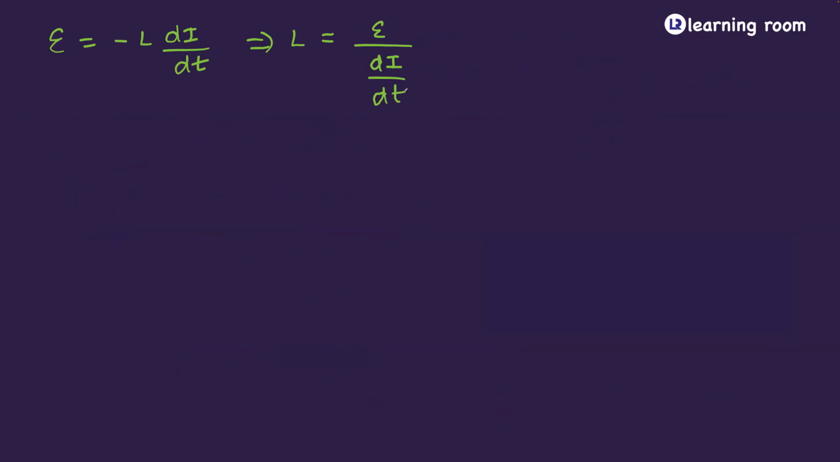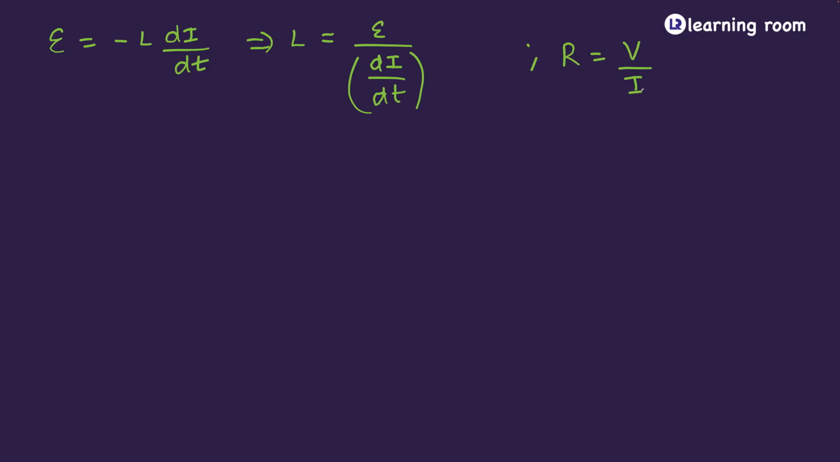But listen to this very carefully. L is equal to E divided by di by dt, right? Now, if I ask you what is the formula for resistance, what will you say? R is equal to V divided by I. You know this, right? Or I can write it as E by I. Now tell me one thing.